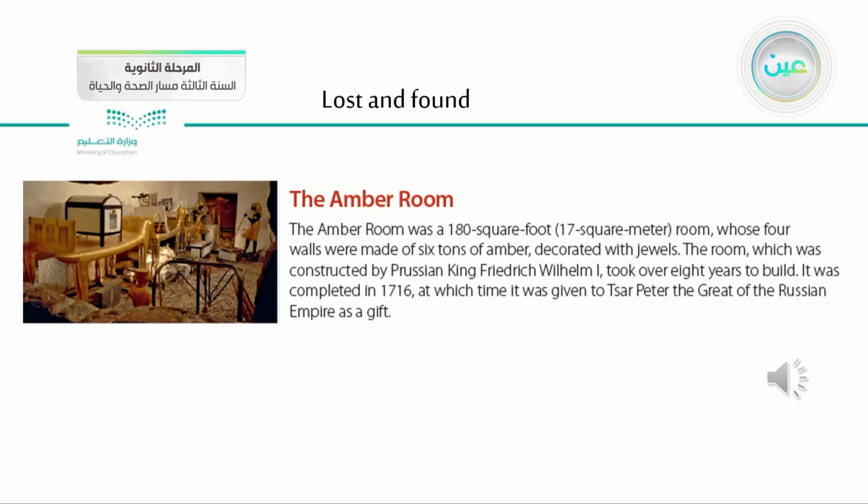It was completed in 1716, at which time it was given to Tsar Peter the Great of the Russian Empire as a gift. So he gave the Amber Room to the Russian ruler as a gift.